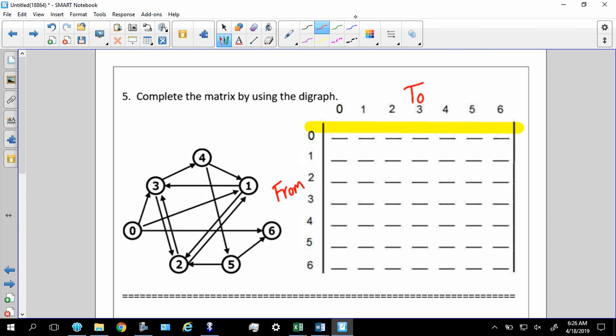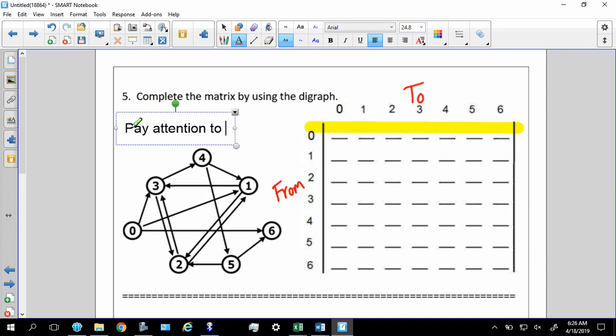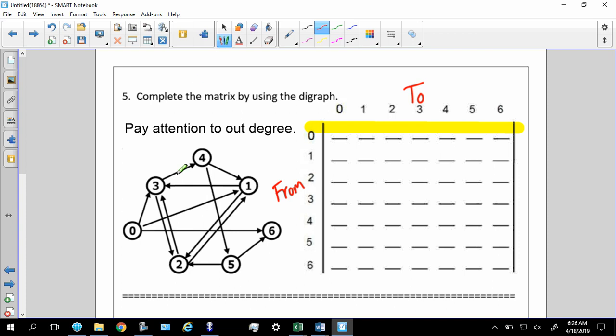All right, so I'll type a little hint here. The little hint is to pay attention to out degree. That's all you got to do, just pay attention to the out degree. Hopefully once I show this to you one time, you'll be like, oh, this is so easy. Looking at vertex 0, there's only 3 things leaving vertex 0. There's an arrow going to 3, an arrow going to 1, an arrow going to 6. So I'm just going to mark it: 1, 3, 6. Everything else is going to be zeros. I'm just not going to put zeros because I don't want it to be complicated.